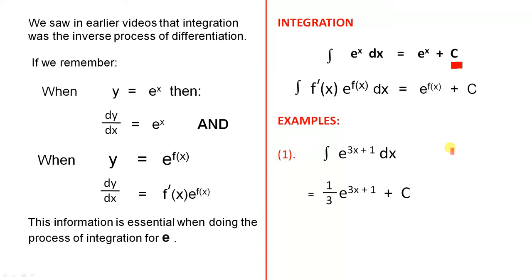Firstly, the integral of e to the 3x plus 1. That's very simply a third e to the 3x plus 1. Of course, when we differentiate e to the 3x plus 1, we differentiate 3x plus 1, we get 3. 3 times a third gives us 1, so that'll just be e to the 3x plus 1. So we get back to the original function. And we have to add the constant because it's an indefinite integral.